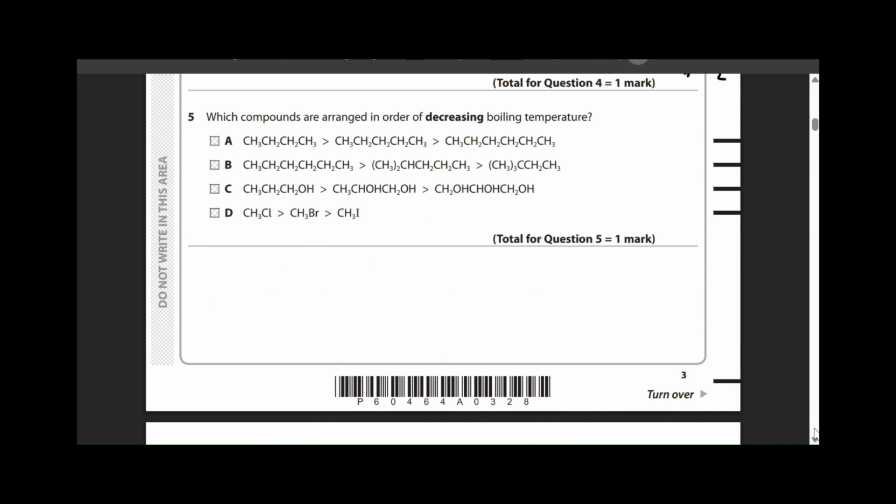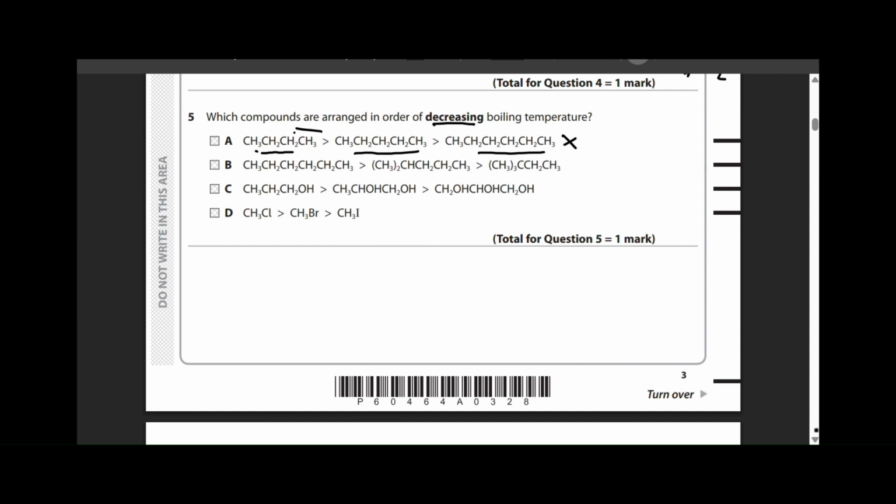Now, which compounds are arranged in order of decreasing boiling temperature? So in option 1, you can see here that the chain length is increasing. So the boiling temperature must increase as the chain length increases. And here they are showing that this has the highest temperature, so this is the wrong option.